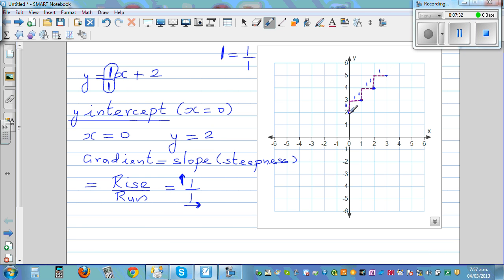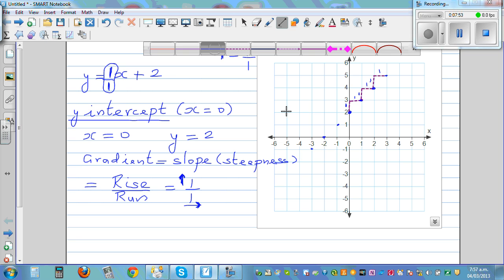If you go backwards, you're going 1 to the left and 1 down. You can keep going like this, 1 to the left, 1 down. Or if you go to the right, you're going 1 up, 1 across, 1 up, 1 across. And all these points are on this line.